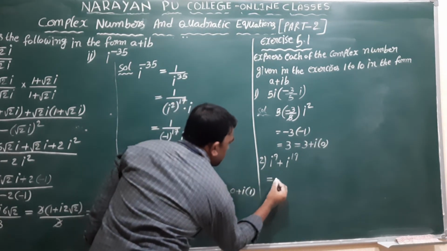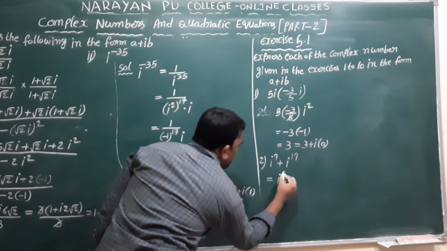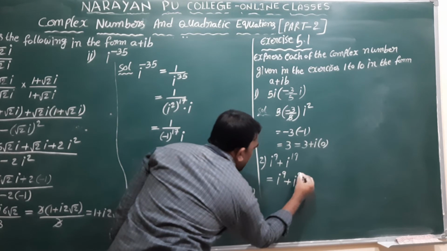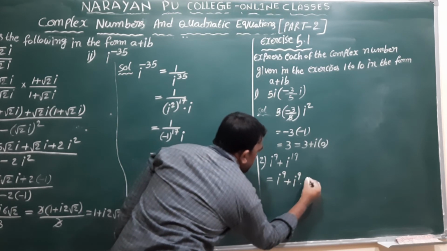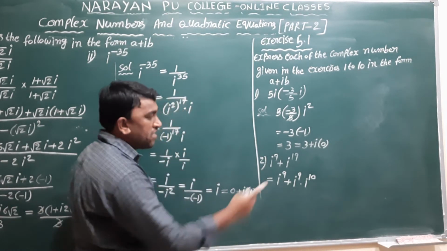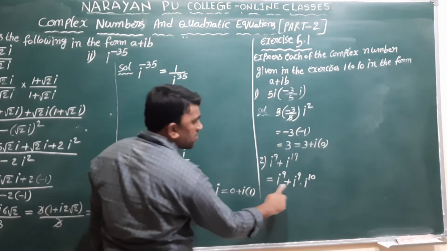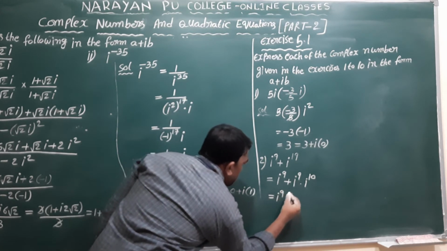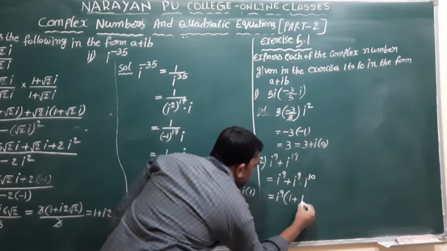The second problem, i power 9 plus i power 19. Here, solution: i power 9 plus i power 19 we can write as i power 9 into i power 10, because with the same base you can add the powers: 9 plus 10 is 19. In these two terms, i power 9 is common. Take i power 9 common: 1 plus i power 10.